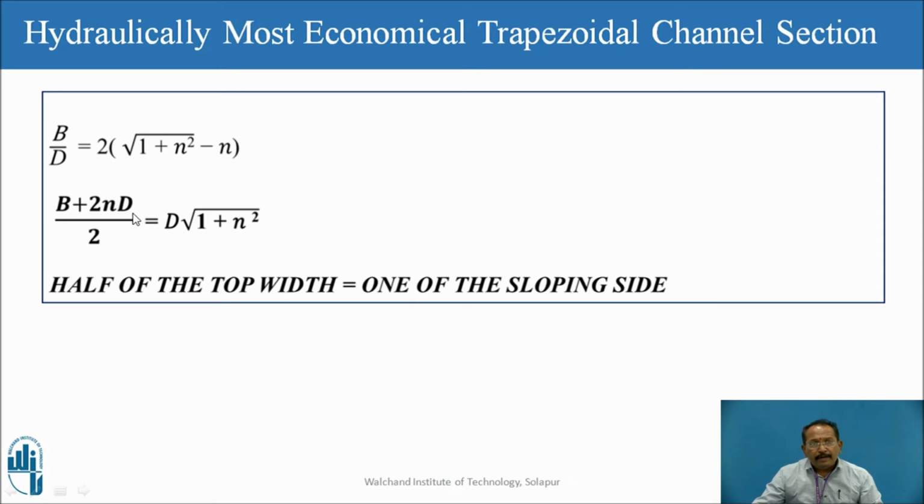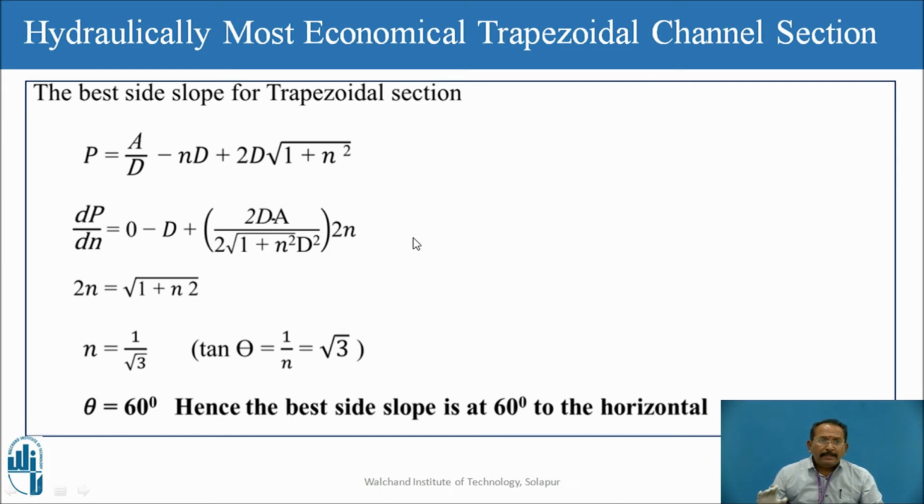Now what is B plus 2ND upon 2? B plus 2ND is the top width. Top width divided by 2 is equal to D under root 1 plus N square, which is nothing but the sloping side. The sloping side you can find out by N horizontal to 1 vertical. Simultaneously, the best side slope for the trapezoidal section you can find out by this equation.